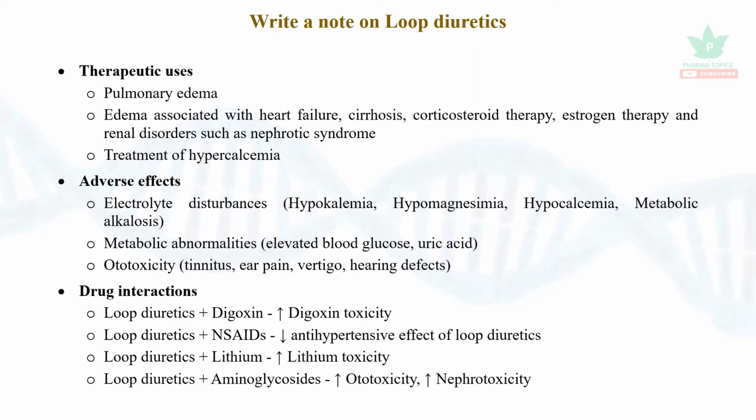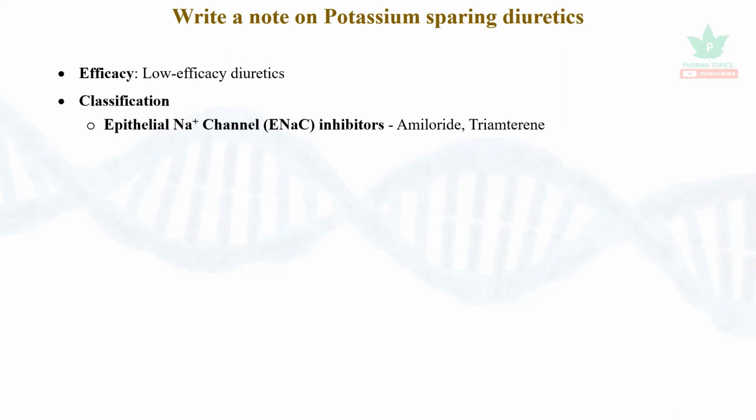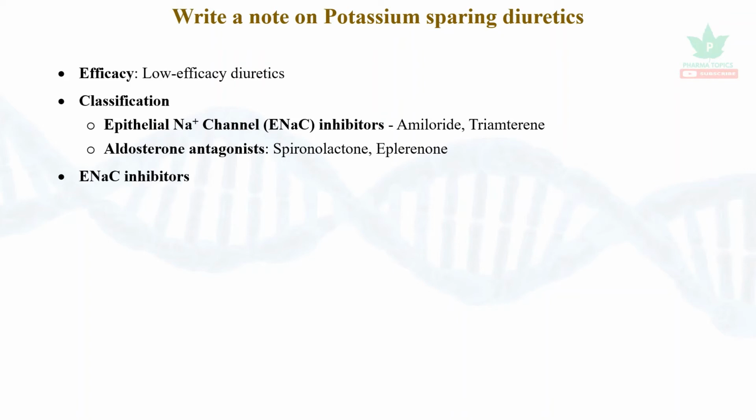And with aminoglycosides, the ototoxicity is increased and nephrotoxicity is increased. Ethacrynic acid is the most ototoxic loop diuretic. Next is potassium sparing diuretics. They are low efficacy diuretics. The diuretic effect is low. Classification, there are two kinds: epithelial sodium channel inhibitors, amiloride, triamterene, and aldosterone antagonists, spironolactone and eplerenone.